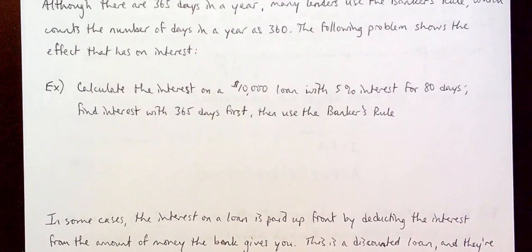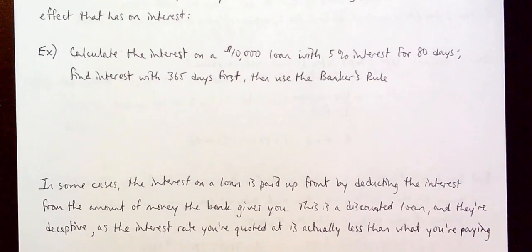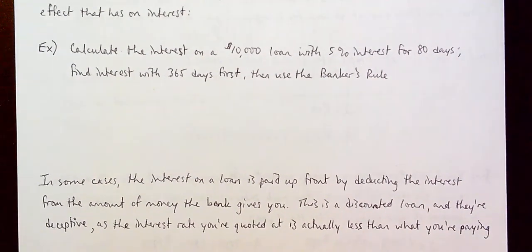So we have a $10,000 loan, 5% annual interest, and this is for 80 days. We're going to compare what percentage, or I should say what fraction of a year we have using 365 days versus 360. So we're going to calculate the interest first by doing this with 365 days in a year, and then we're going to recalculate the interest using 360 days in a year.